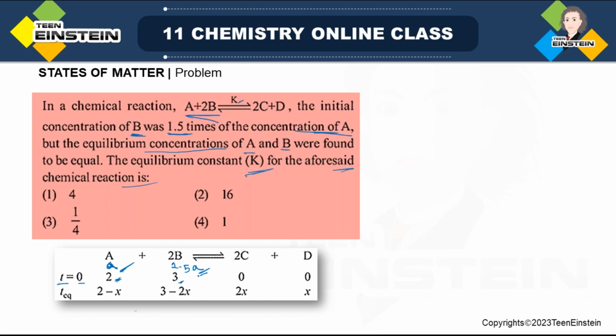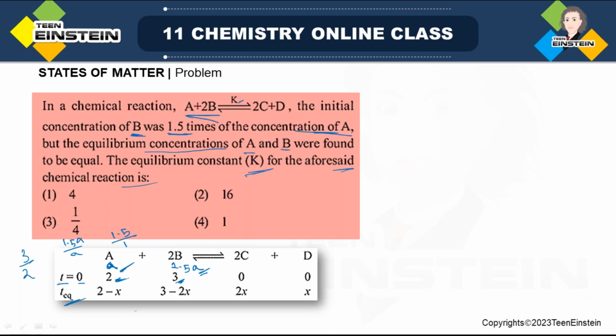So A and 1.5A, or you can write 2 and 3. The important point is that the ratio should be 1.5. So 3 by 2 is 1.5, then 1.5A by A is also 1.5, or 1.5 by 1 is also 1.5. Okay. So with 2 and 3, the ratio is what is important.